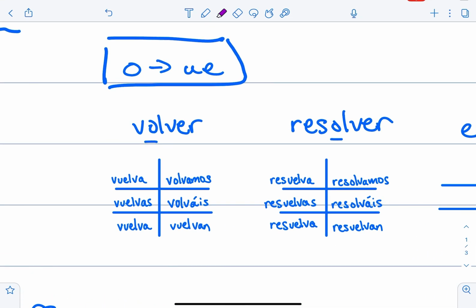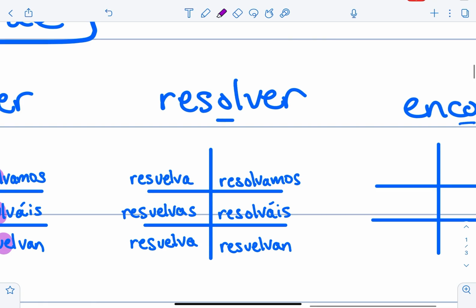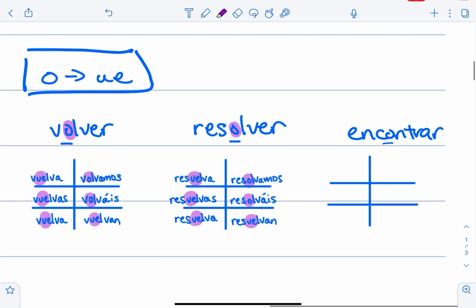Here's some examples of O to UE stem changers. O goes to UE inside of the boot, and outside of the boot, it stays as O. Volver means to return. Resolver, the O changes to a UE inside of the boot. Resolver means to resolve, and it stays as an O outside of the boot.